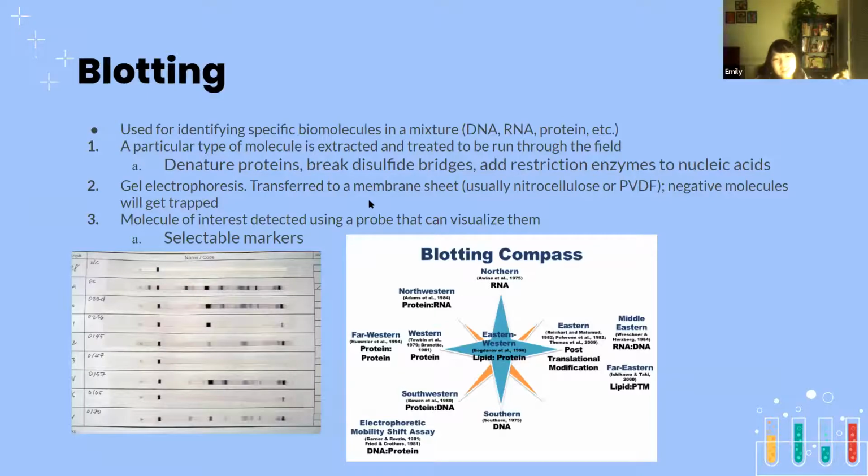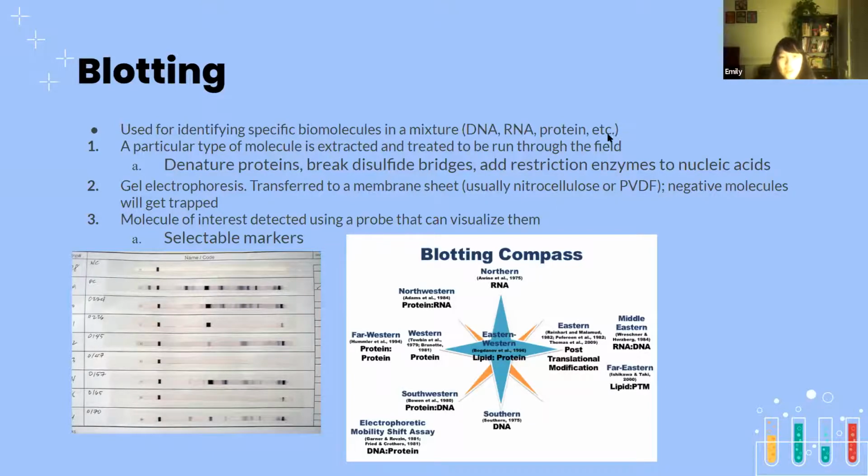Blotting. Okay. Blotting is my favorite kind of biotechnology, and it's used for identifying specific biomolecules in a mixture. So if you have a mixture full of DNA, RNA, and protein, and you're just trying to look at DNA, then blotting is the way to go. First, a particular type of molecule is extracted and then treated to be run through a field, much like what we saw in gel electrophoresis.